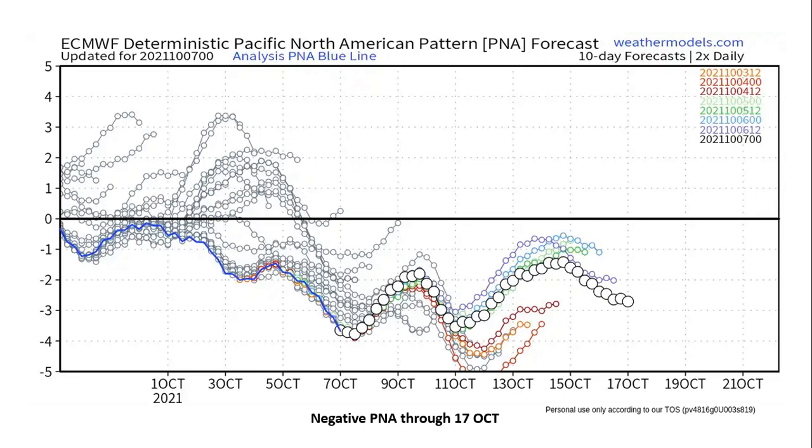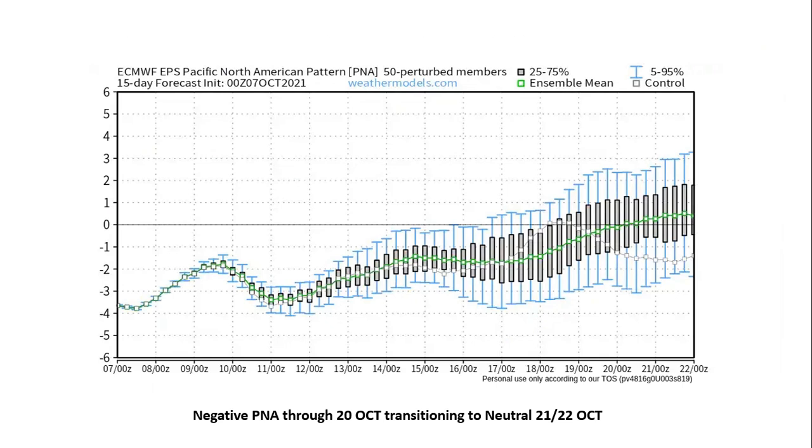It's not getting close. It's not even getting close to the zero line here on this particular model. So negative PNA phase through 17 October. If you look at the European EPS PNA 50 perturbed members, showing again strongly negative, and it doesn't really recover to a neutral PNA until around the 20th of October.